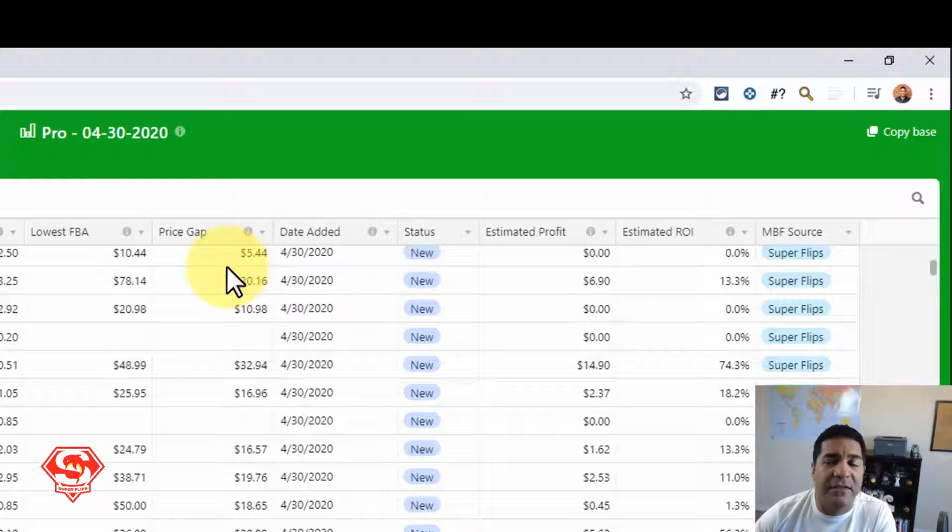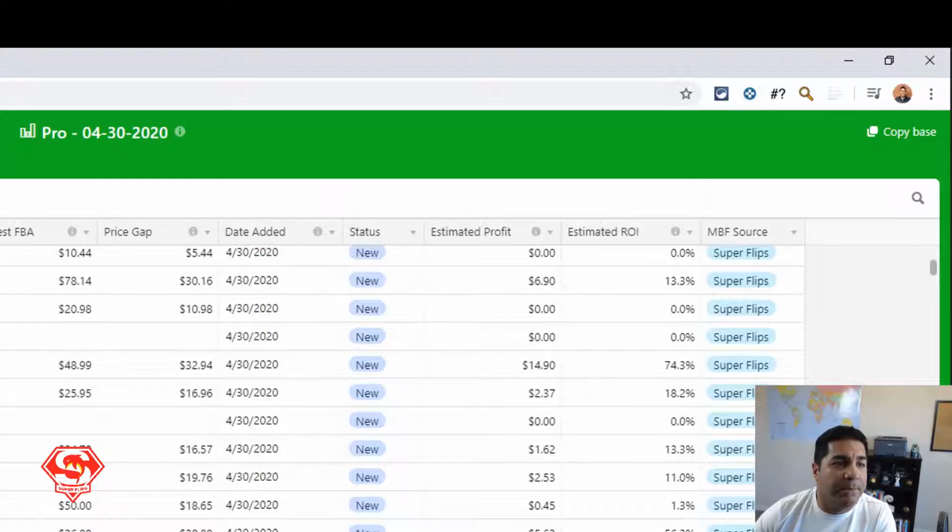So date added, the date added should usually, unless we made a mistake, match the date that you see at the top here. So this was dated 4/30. Now this data is a little bit old, but that's okay for this purpose. We'll go through it. All right, now status of new.